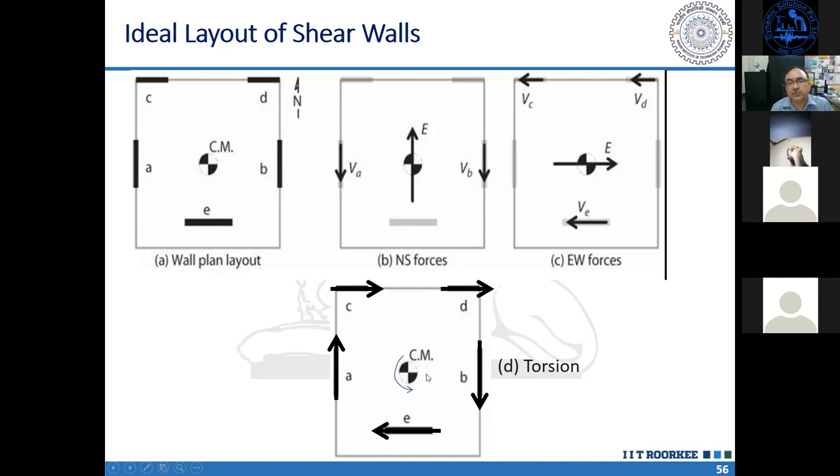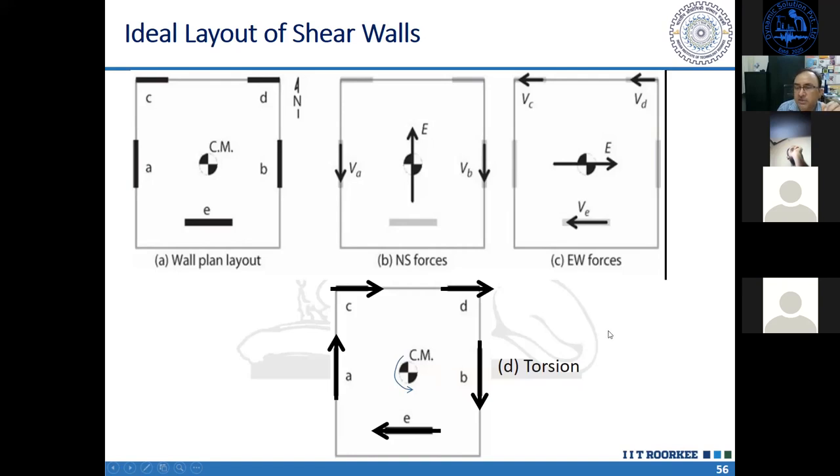So for each force, whatever lever arm it has from the center of stiffness, the larger the lever arm, the more torsional resistance you will get. That's why I said that these shear walls should be provided as far away from the center as possible, so that the torsional resistance is maximized. Now, this is the ideal situation. You can't do it in all buildings.